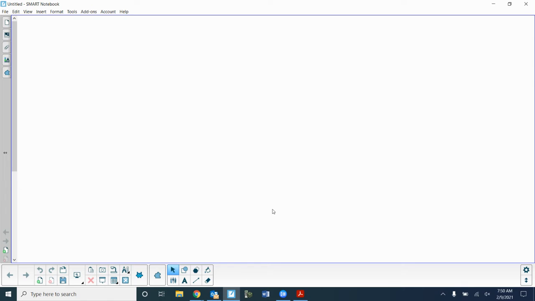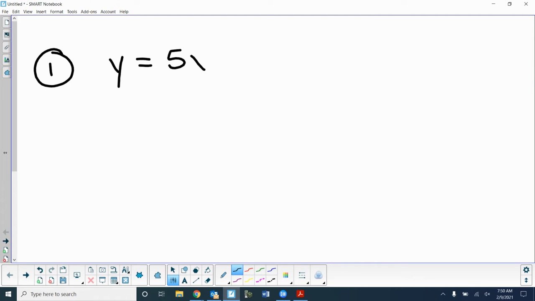All right, so the first four, we're finding inverses. And that's when we switch our x's and y's. So our f of x is like y equals. When I do these, I just write, instead of f of x, I write y equals. Then we have to switch the x and the y. So we're going to change it to x equals 5y minus 15.